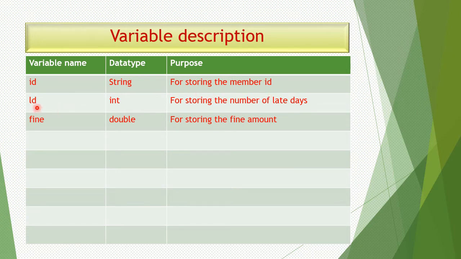The next variable is LD, that is of int type, for storing the number of late days. The third variable is fine, that is of double data type, for storing the fine amount. So these are the variables used in the program. So we have to write variable description with each program.